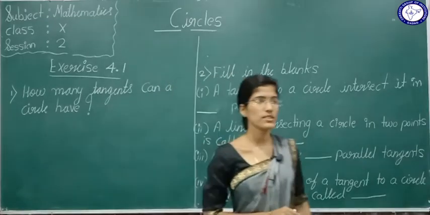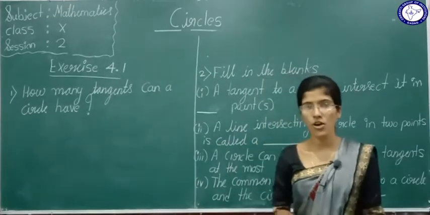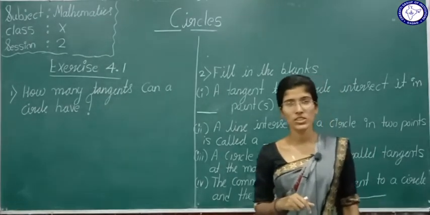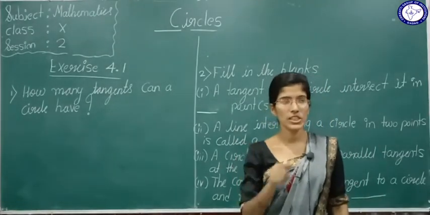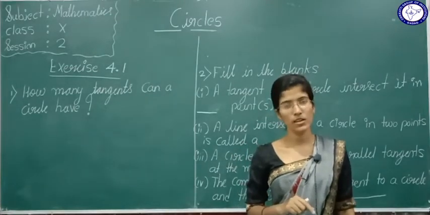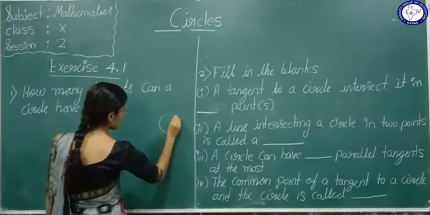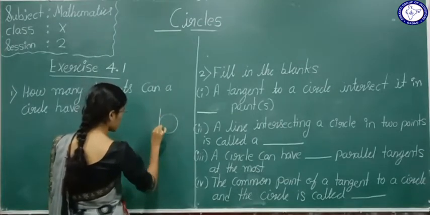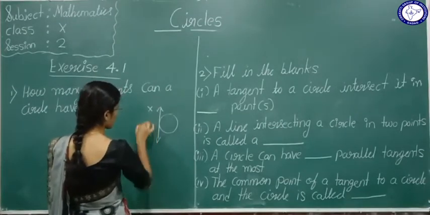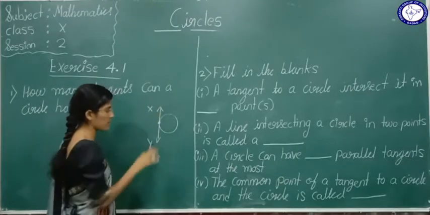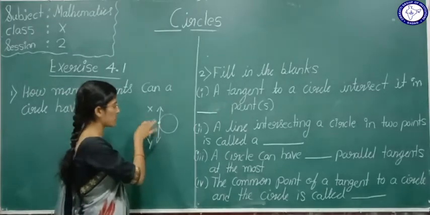Good morning students. In the last class we saw what a tangent is. We came to know that a tangent is nothing but a line which intersects the circle at only one point. See here, suppose this is a circle. This line, I will call line XY, touches the circle at only one point. Then this line is called a tangent.